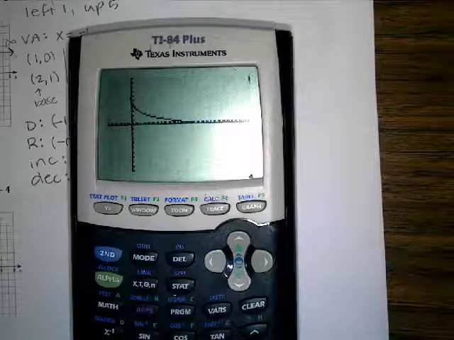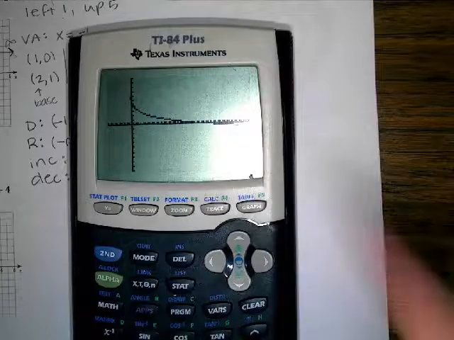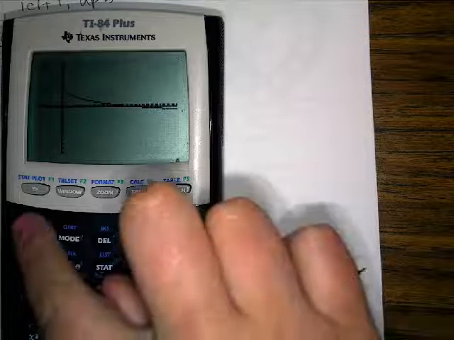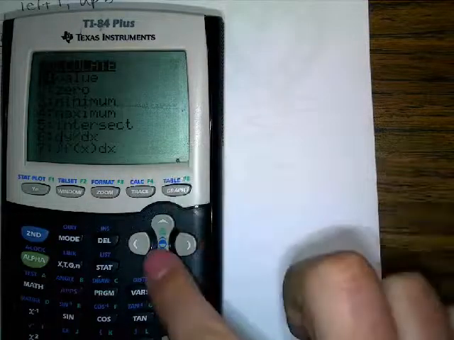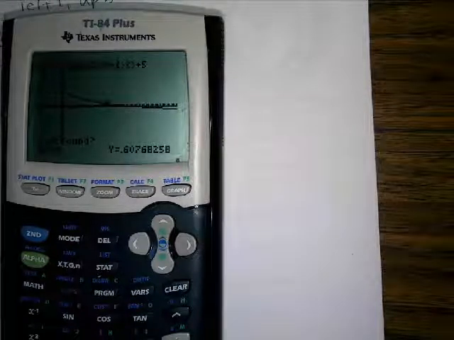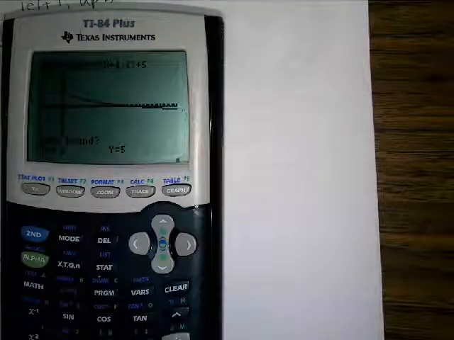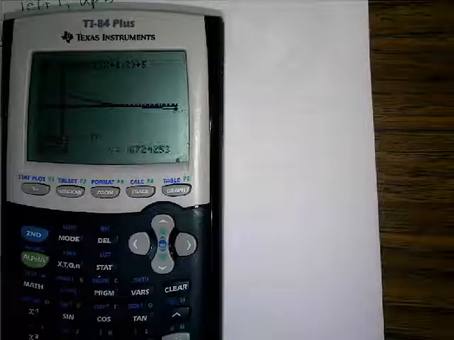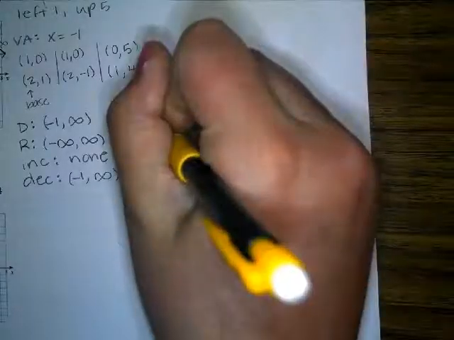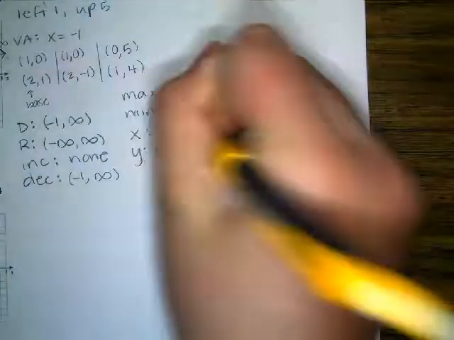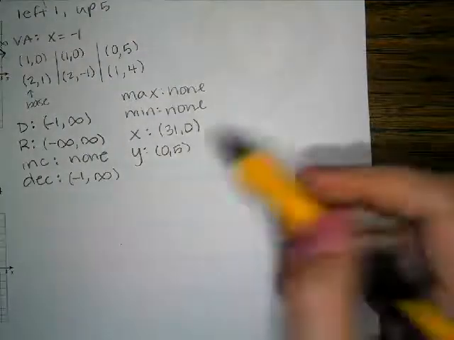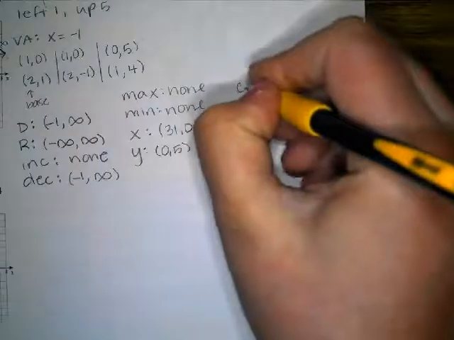So now how do I find the x-intercept? Put x equals 0, y equals 50. Or x equals 50, whatever. Okay, so my left bound I'm going to use 0. My right bound I'm going to use 50. 31. Okay. So domain, range, increase, decrease, max, min, x, y. Is the graph continuous? Yes.